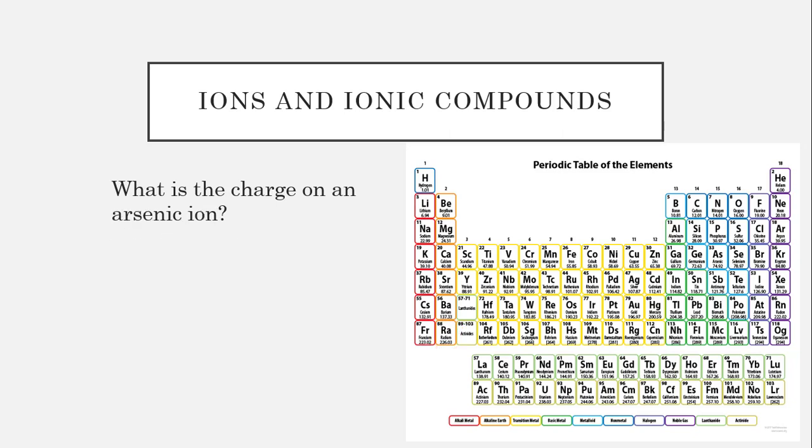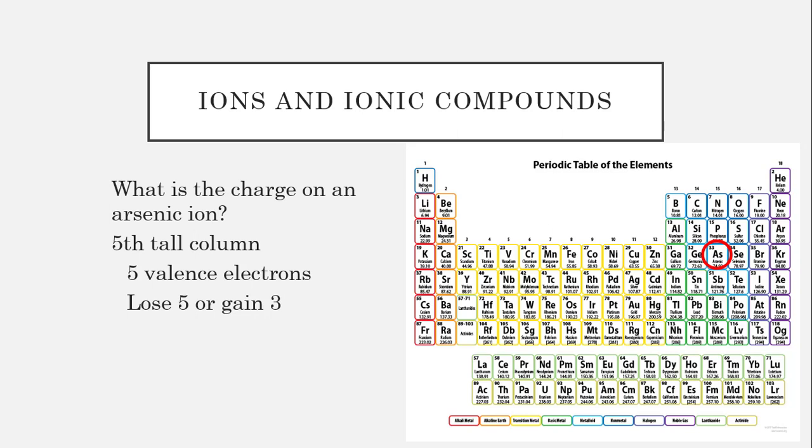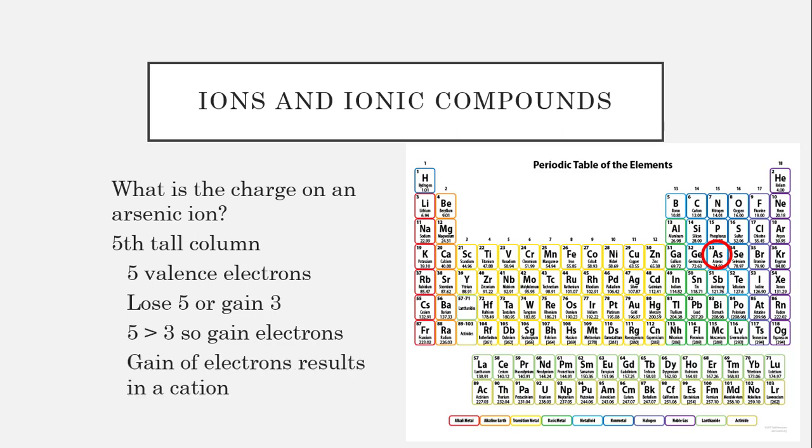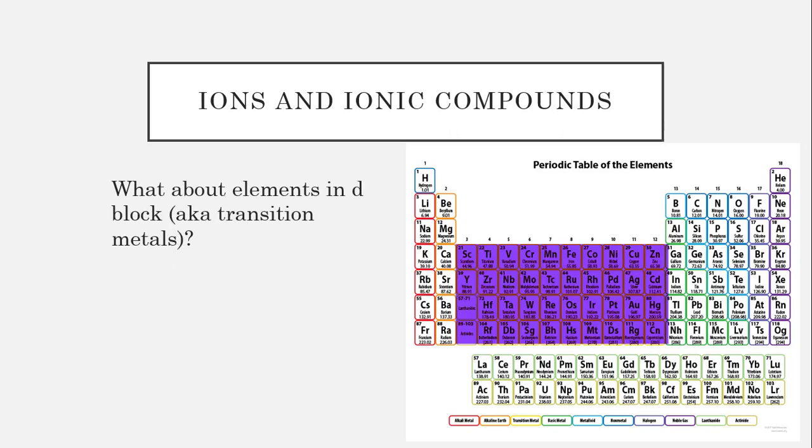What is the charge on an arsenic ion? The first thing you do is find arsenic. It's in the 5th tall column, so it has 5 valence electrons. Lose 5 or gain 3. 5 is greater than 3, so you gain electrons. The gain of electrons results in an anion, or a negatively charged ion, so you would say you have arsenic 3-. Now, what about the elements in the D block, otherwise known as the transition metals?